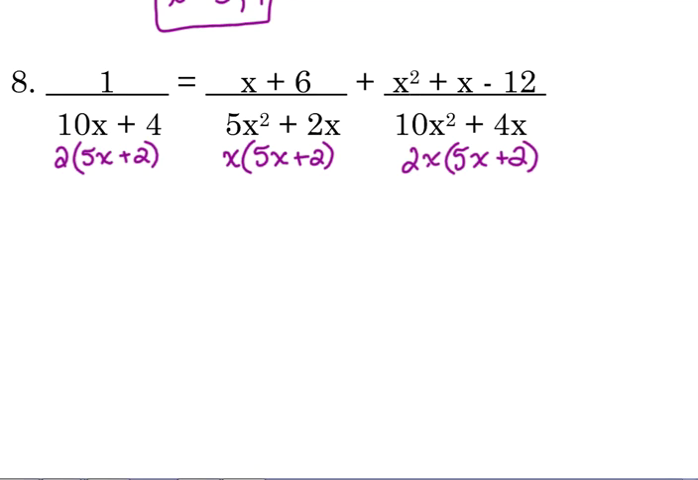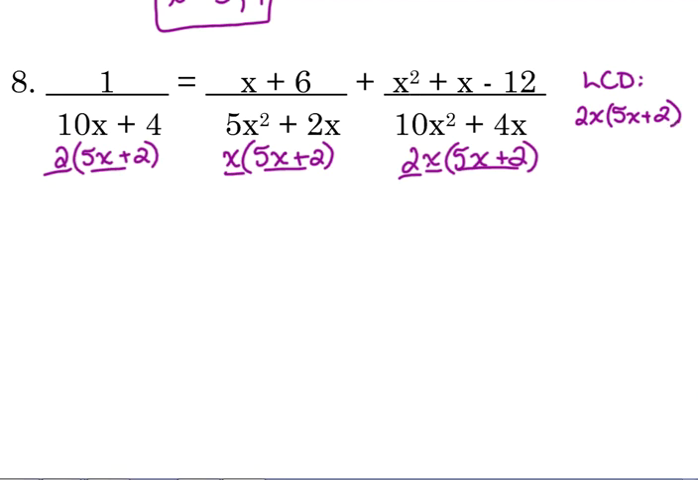Okay, so obviously all of our denominators have the 5x plus 2, so that has to be part of our LCD. And then 2 of them have an x, and 2 of them have a 2. So that's going to cover our LCD, 2x times 5x plus 2.